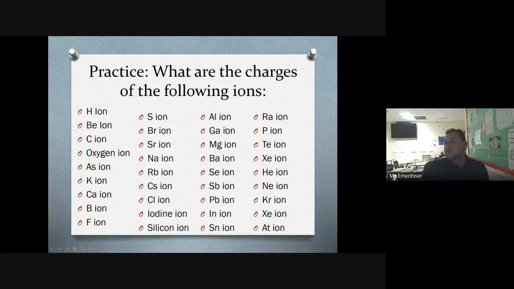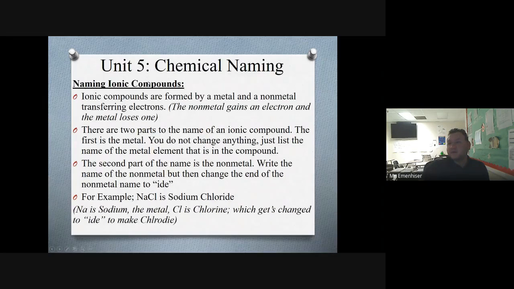Okay. Now, let's talk about how to name chemical ionic compounds. So we've got several different things that we'll do when we talk about naming. The first step here is naming binary compounds, which means that the compound just has 2 elements that come together to form an ionic compound. A metal and a non-metal are going to come together and make a compound. All right, so ionic compounds are formed by a metal and a non-metal transferring electrons. A non-metal gains an electron, and the metal loses an electron.